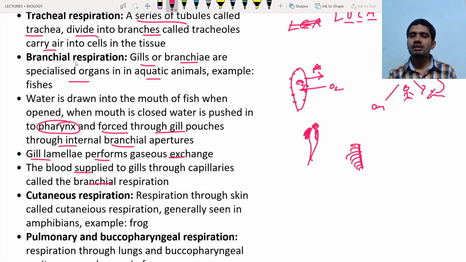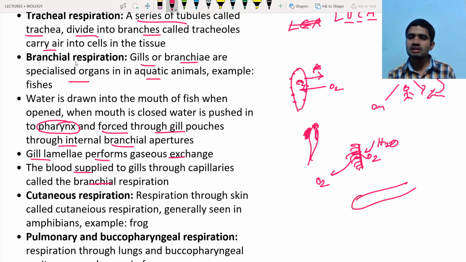When the mouth is closed, the water will be pushed through the gills. In this case, the carbon dioxide which is present in the gill pouches will be eliminated into the water, and the oxygen which is present in the water will be absorbed by these gills.